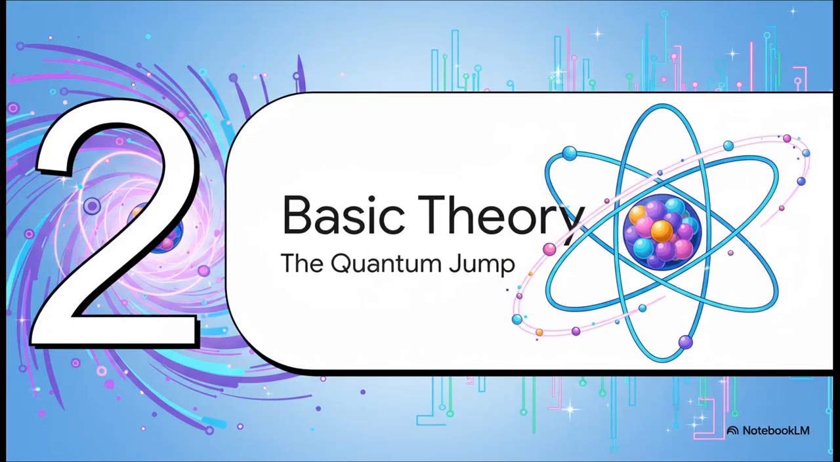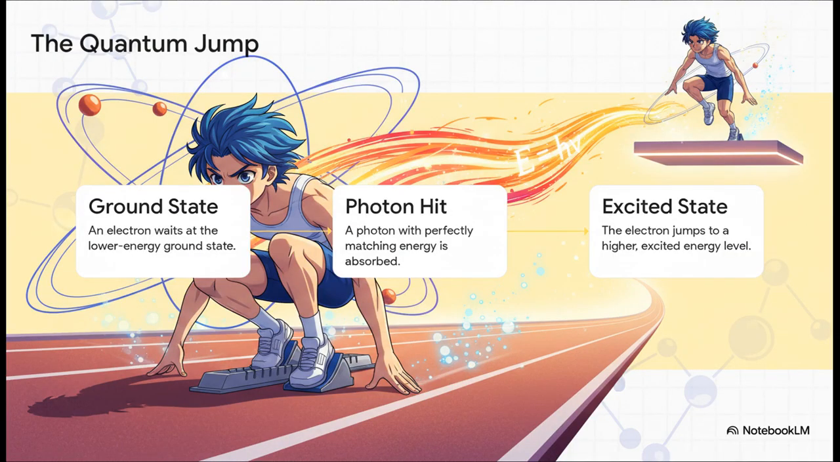Section 2. Basic theory, the quantum jump. Think of an electron in a molecule kind of like an athlete waiting on the starting block. This is what we call the ground state. When a photon of light hits the molecule, it acts like this massive burst of energy. According to the equation E equals hv, that's energy equals Planck's constant times frequency, if that photon has the precise amount of energy required, the electron absorbs it and makes a literal quantum jump to a higher, excited energy level. But here's the catch. That jump only happens if the photon's energy perfectly matches the gap between those two specific states. No match, no jump.